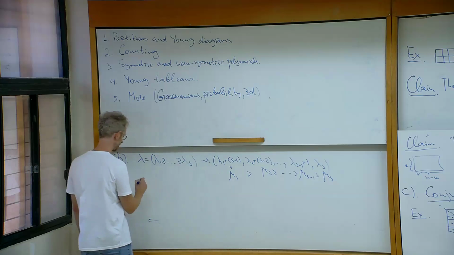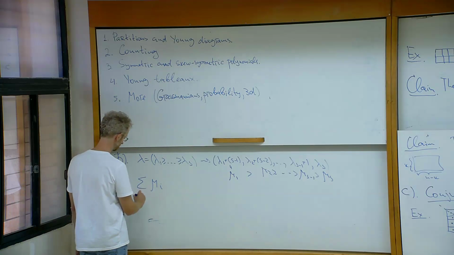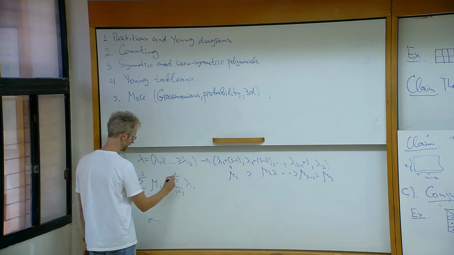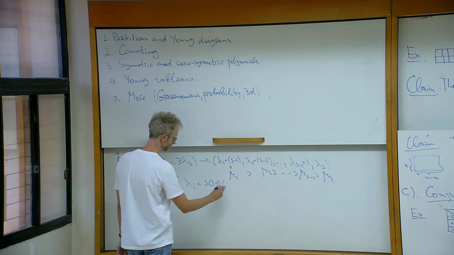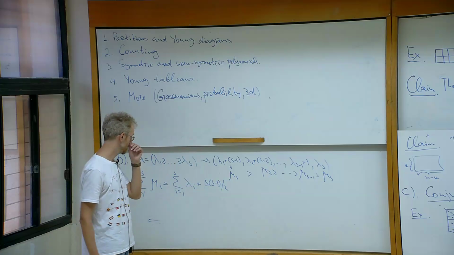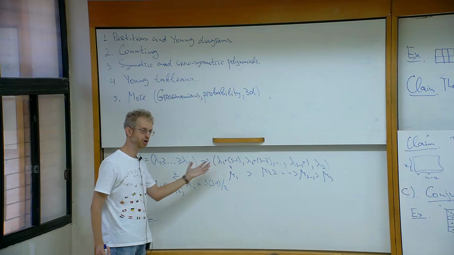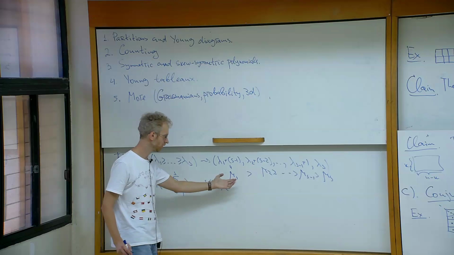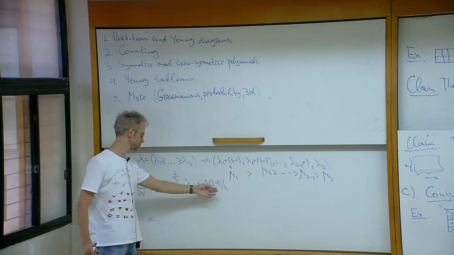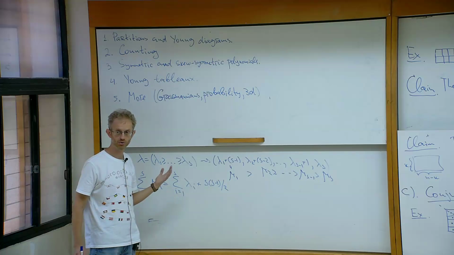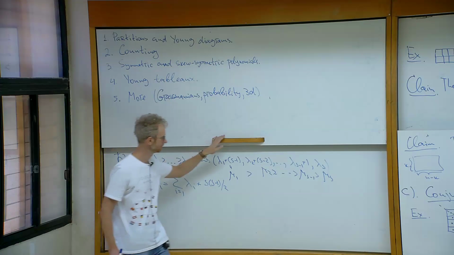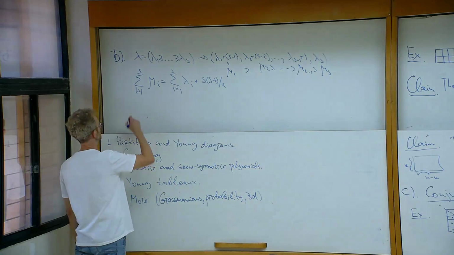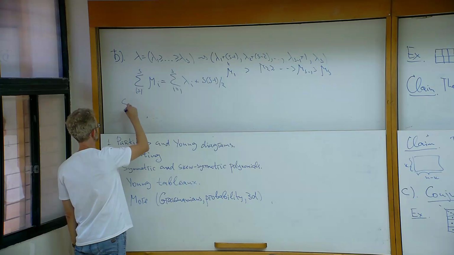Then the sum of mu i's from 1 to s equals the sum of lambda i's from 1 to s plus s times s minus 1 over 2, because we've added this. What I want to say is that starting from a partition, from the Young diagram, you can get another partition with all parts being distinct. Of course, you change the sum a bit, but you can control how. So why do we care? The reason is that this allows us to go to the skew symmetric world.